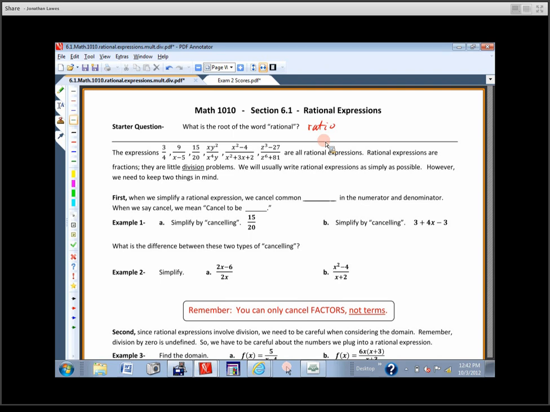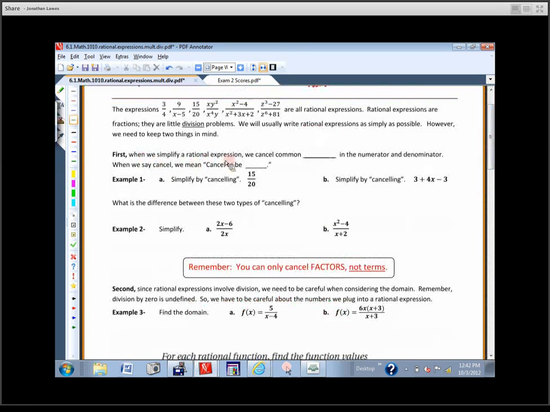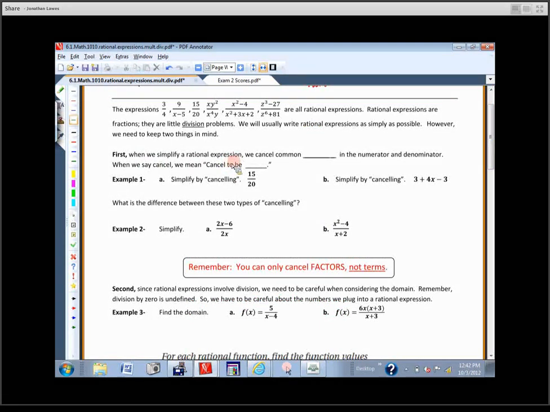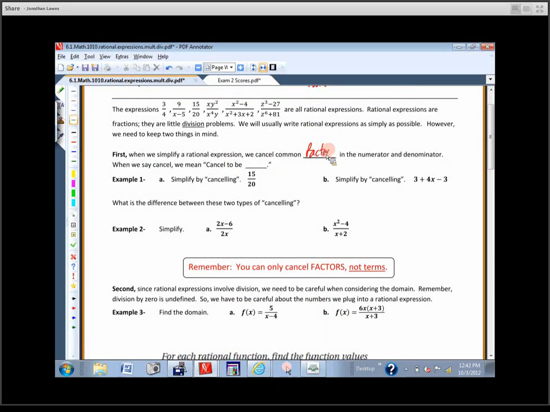All right, and this is going to be easier if we keep a couple things in mind. So the first one is this. When we simplify a rational expression, we cancel common factors. So we find common factors in the numerator and the denominator, and we cancel them. Now, we throw around the word cancel a lot. So when we say cancel in a division problem, we mean they cancel to be 1. Cancel to be 1. So I've got two canceling problems here, and I've got canceling in quotes because these are different types of canceling.